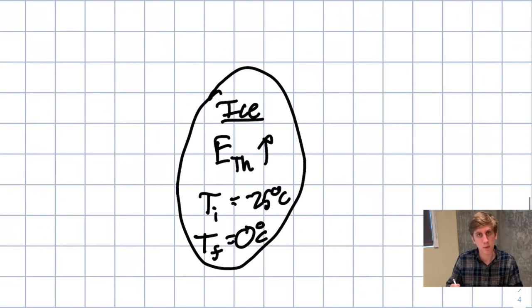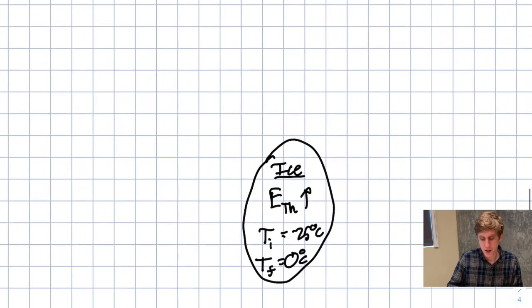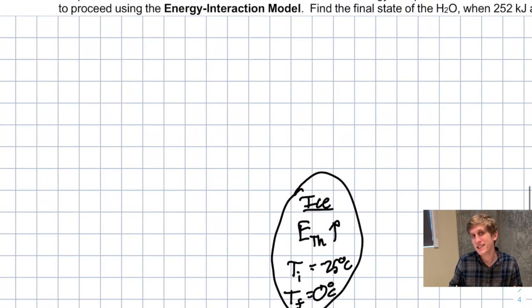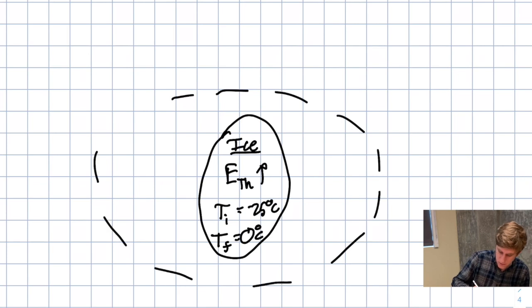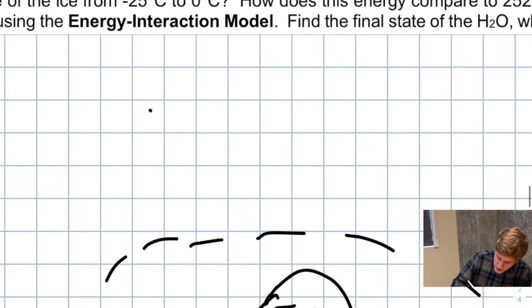This is the only bubble in our energy interaction diagram. Now we know this system must be open because we're adding energy to the system. The whole point of the problem is to try to figure out how the ice will change as we add energy to it.